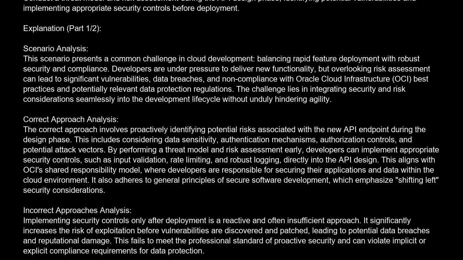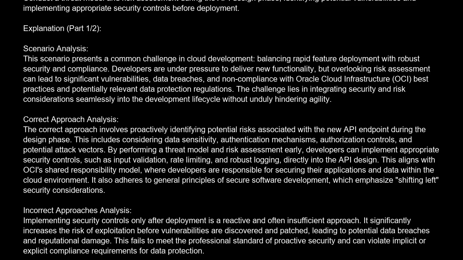This scenario presents a common challenge in cloud development, balancing rapid feature deployment with robust security and compliance. Developers are under pressure to deliver new functionality, but overlooking risk assessment can lead to significant vulnerabilities, data breaches, and non-compliance with Oracle Cloud Infrastructure (OCI) best practices and potentially relevant data protection regulations. The challenge lies in integrating security and risk considerations seamlessly into the development lifecycle without unduly hindering agility.